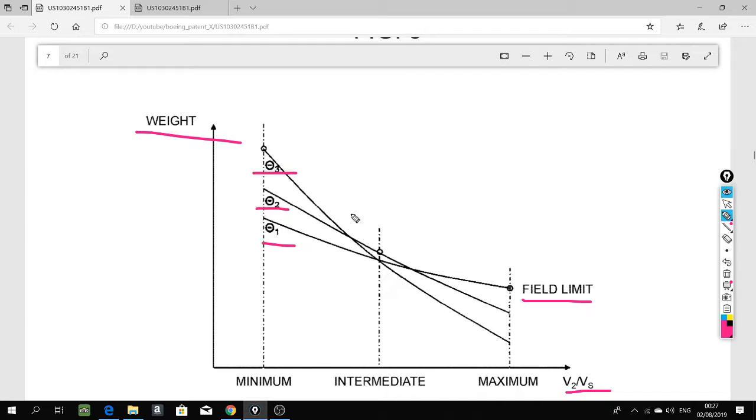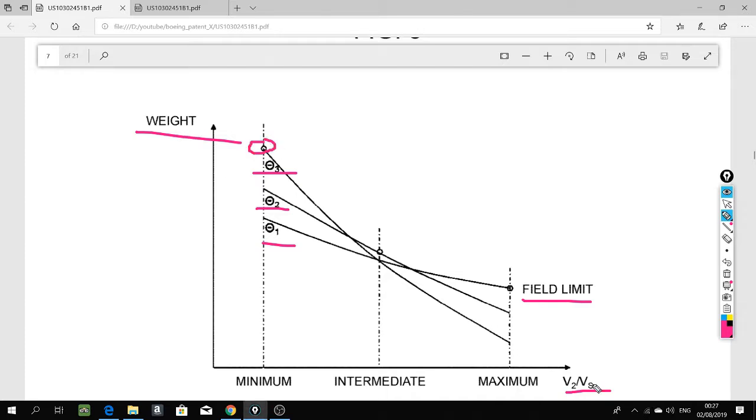This means that when the aircraft is limited by a certain field limit, a certain available runway, with different pitch angles, we talked about pitch angle just before. For different pitch angles, what are the characteristics of weight versus V2 over Vs ratio? So here we can see that there is a certain pitch angle phi 3 for which at low speed the aircraft can take a lot of weight, but at the higher end it is not able to take a lot of weight. It goes steeply down.